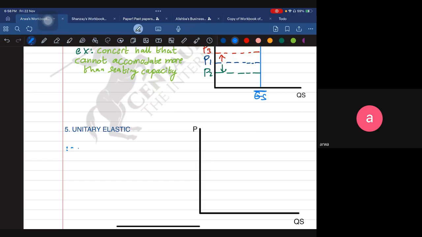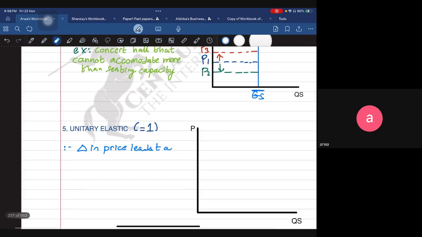Okay, it's going to equal 1, and basically the percentage change in price is going to be proportional to the percentage change in quantity supplied. So the change in price leads to a proportionate change in quantity supplied. This seems to be a more unrealistic situation, so I'm not going to discuss much about the examples here. So how is the graph going to be?